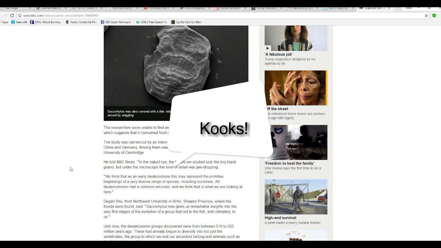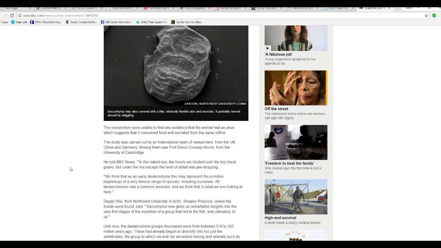We think that this was as early deuterostomes. This may represent the primitive beginnings of a very diverse range of species, including ourselves. Oh boy. I hope these people don't actually believe their own shit. All deuterostomes had a common ancestor, and we think that this is what we are looking at here.